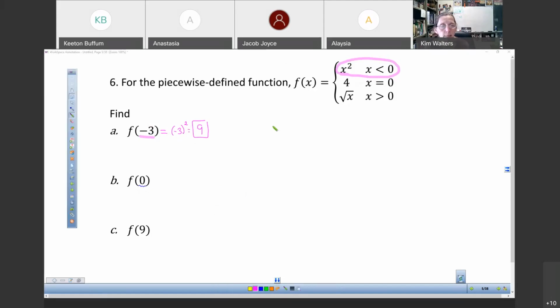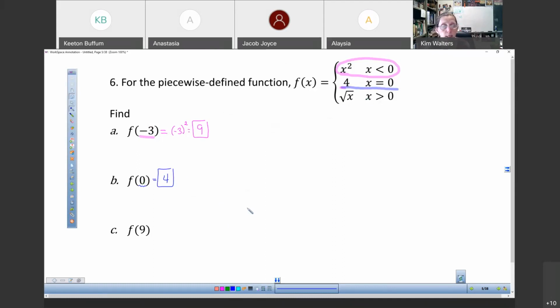Y'all are amazing. So for f of 0, I'm going to use this part because this says x is equal to 0. And so the value of this is simply going to be 4. There's nothing else I can do to that. There's no place to plug it in. I just pull that value.